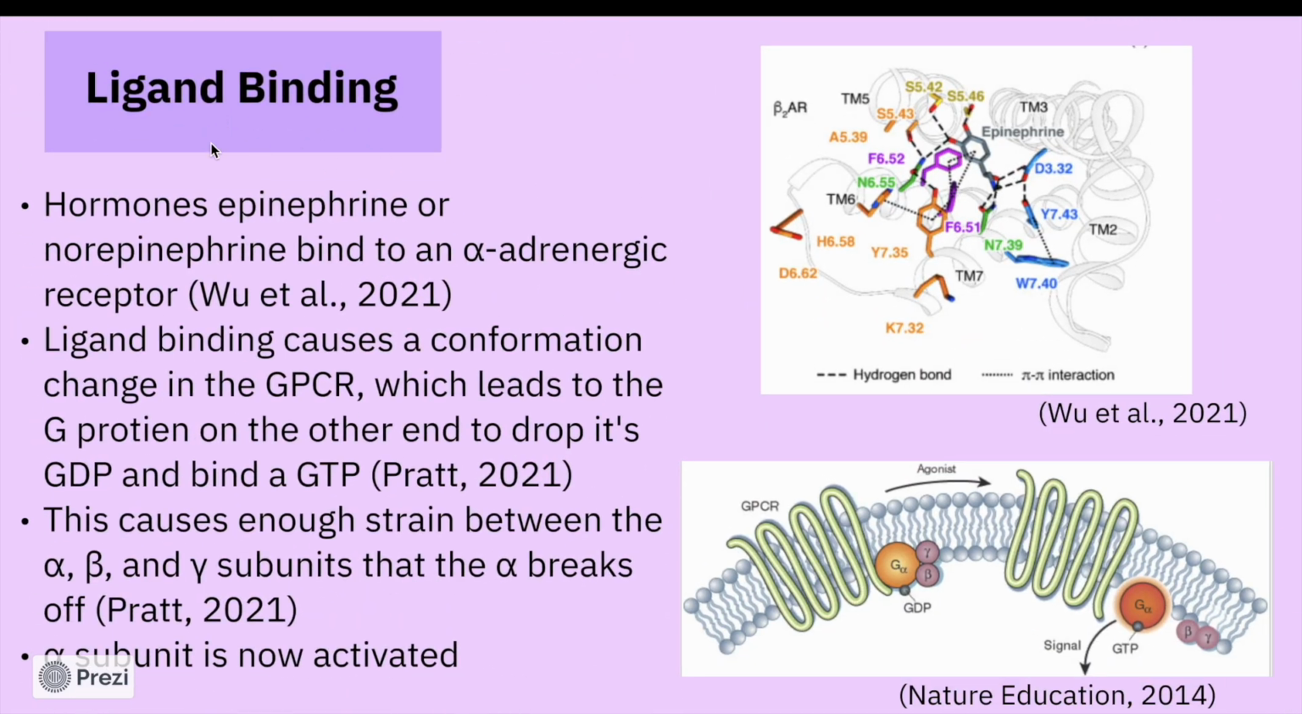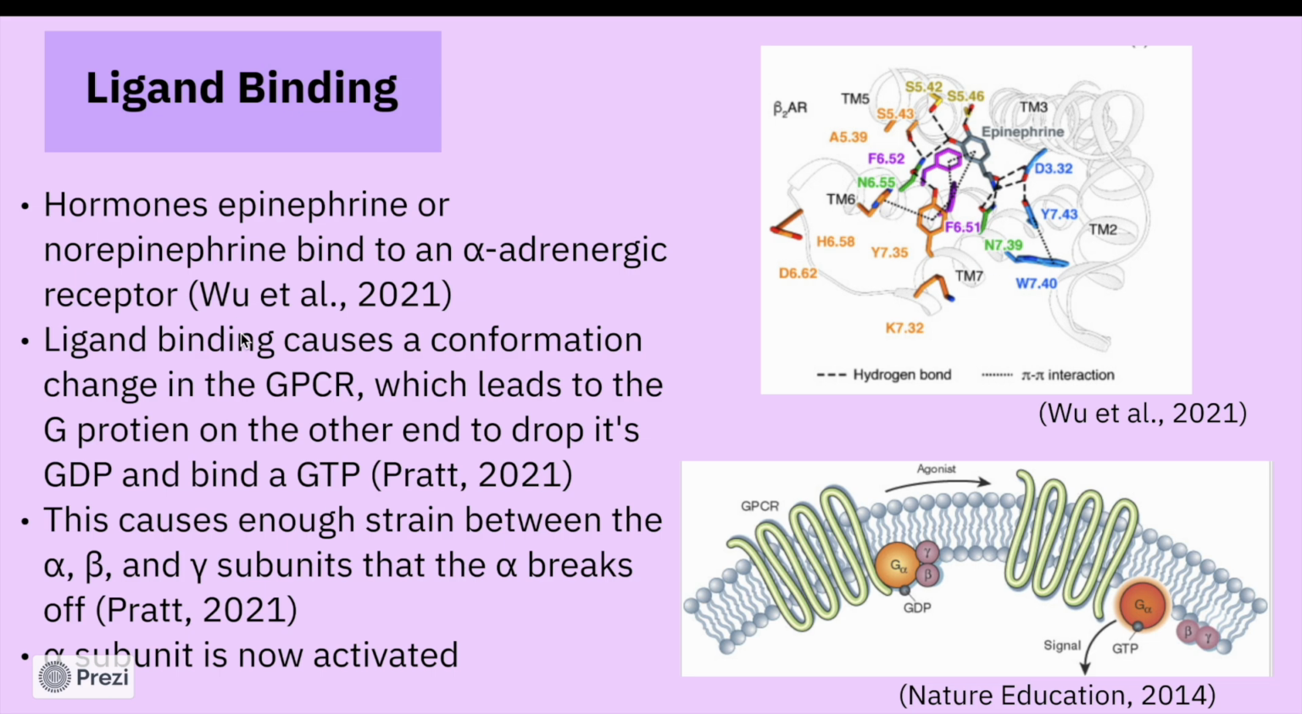So specifically for this pathway, our ligands are going to be epinephrine and norepinephrine, and it's going to bind to specifically an alpha adrenergic receptor, which is the most common one. This is what it looks like in the binding site of this receptor, which is extracellular.